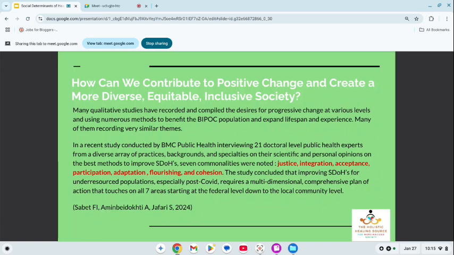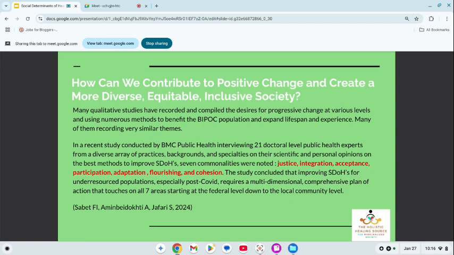How can we contribute to positive change and create a more diverse, equitable, inclusive society? Many qualitative studies have recorded and compiled the desires for progressive change at various levels and using numerous methods to benefit the BIPOC population and expand lifespan and experience, many of them recording similar themes.